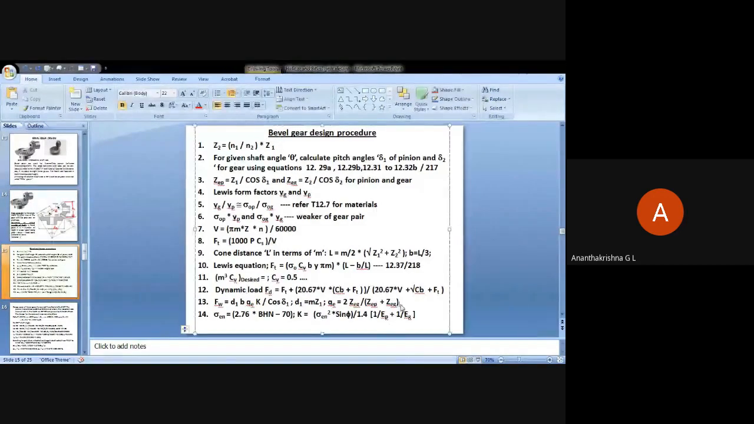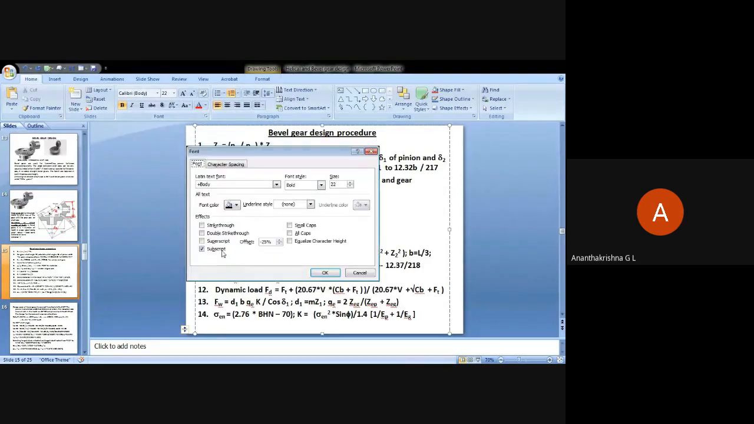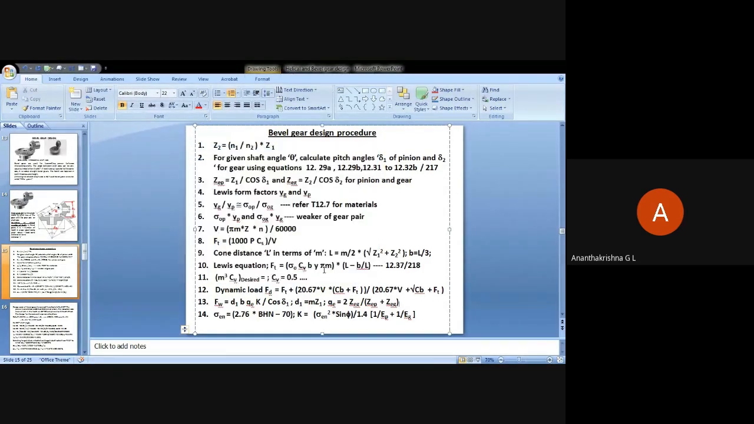And check for this Fw also. Someone please check for Fw equation. So 12.41, page 219. D1 b Q K by cos delta 1 only, no? Yes, sir. Okay.